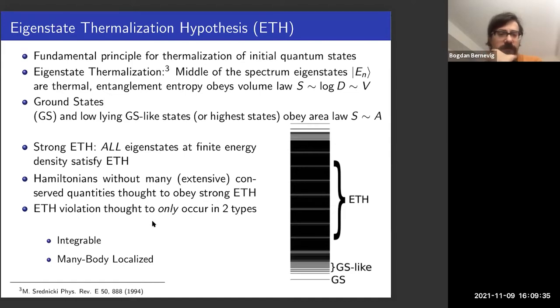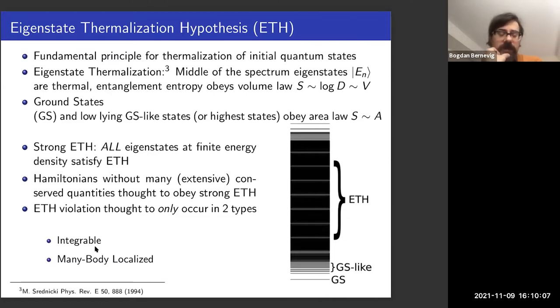Now, there are many Hamiltonians that were thought to obey ETH, and only a few examples known not to obey it. One of these examples is, of course, integrable systems. Another example is many-body localized systems. Many-body localized systems can be thought of, this was the work of Abanin, as integrable systems with a stable integrability. In a many-body localized system, of course, you need disorder.